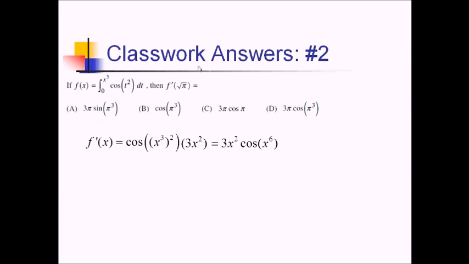Now let me go ahead and plug in radical pi for all that. So that's 3 times (radical pi) squared times cosine of (radical pi) to the 6th. This is going to be just 3 times pi out in front. And in here, I'm going to have the cosine of, let's see, this is going to be pi cubed if I do 6 times 1/2 for the exponent. And that's actually one of the answer choices, choice D.